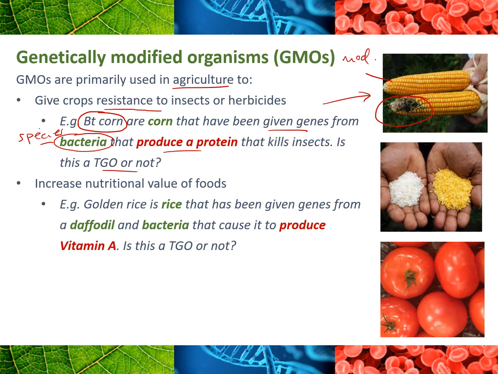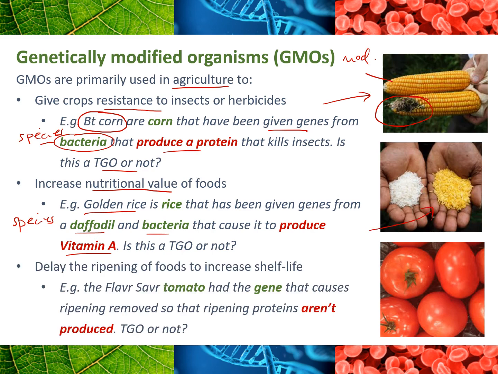Crops can be modified to increase their nutritional value. This can be really, really important especially in low-income countries where there's not a lot of food security. So an example of this is golden rice. Golden rice has been given the genes from daffodil flowers and also certain bacteria, again, different species, that allow it to produce vitamin A. Okay, so that makes it a more nutritious rice with more benefit for people that eat it.